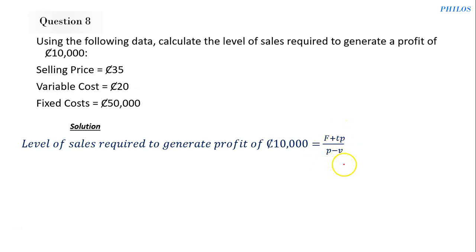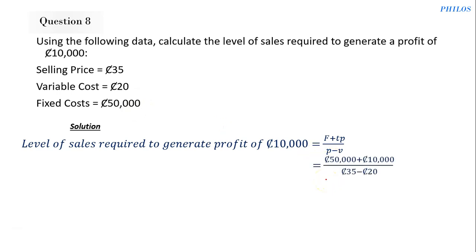You see that this looks like the formula for break-even point in units. That is F divided by P minus V. But in this, you add a target profit. Okay. So since we know the TP to be 10,000, the P is 35, the variable cost is 20, and the fixed cost is 50,000, we only substitute them in the formula.